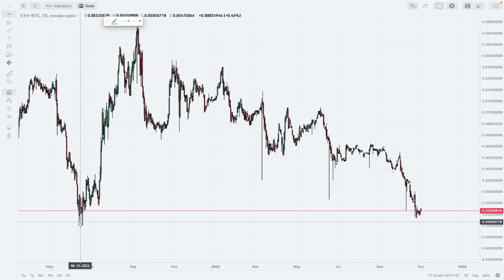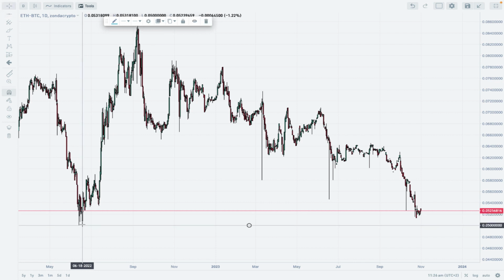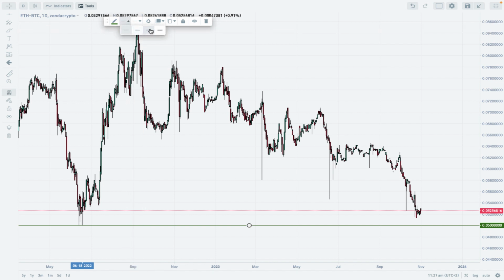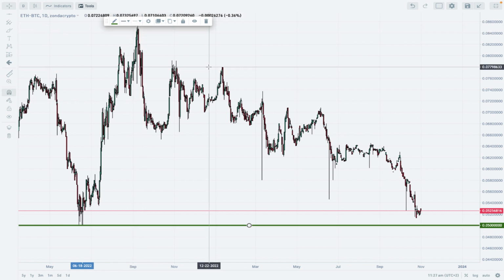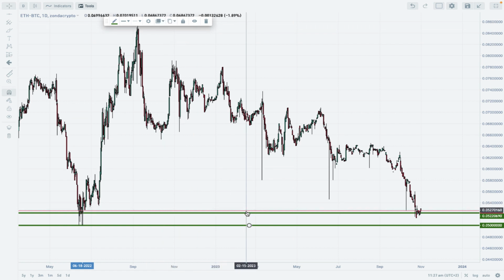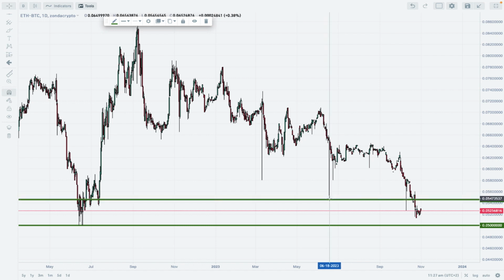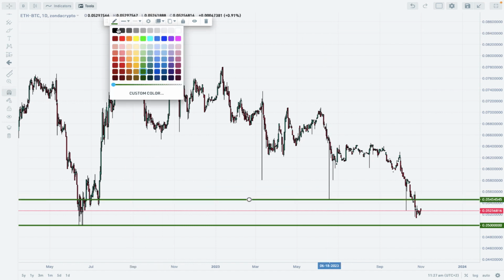So if we mark the very important levels on this chart, the next level is very obvious, 0.05, and this level is the technical support from 2022, which is very important because it's already over 1 year old, of course, and generally this level should be treated as the next target for bears.